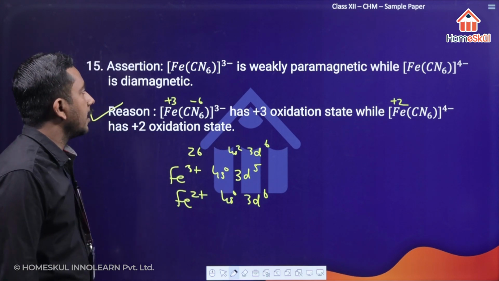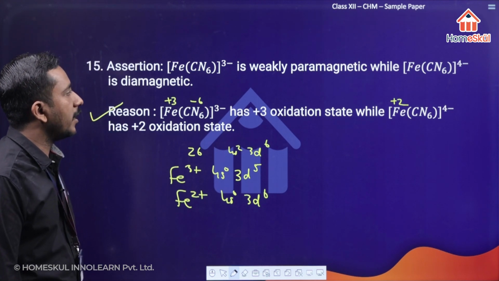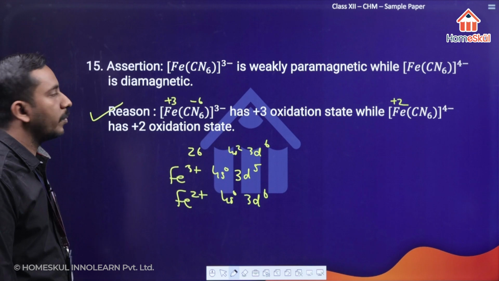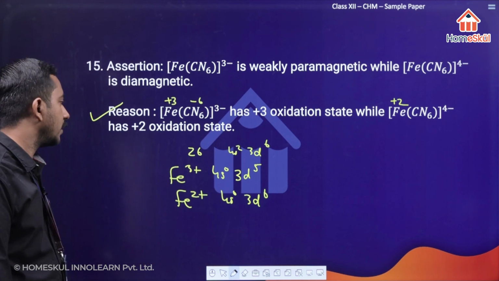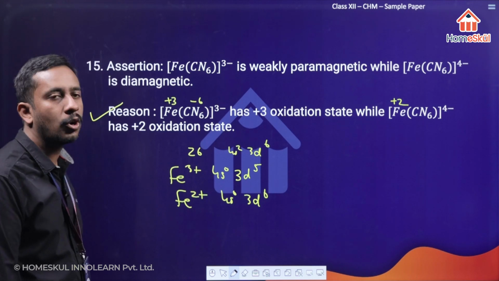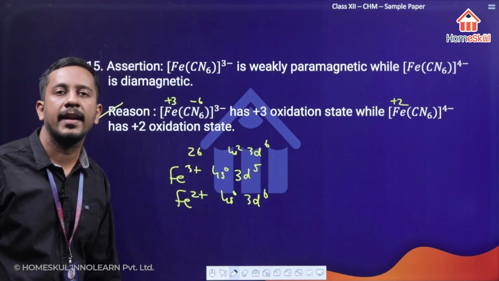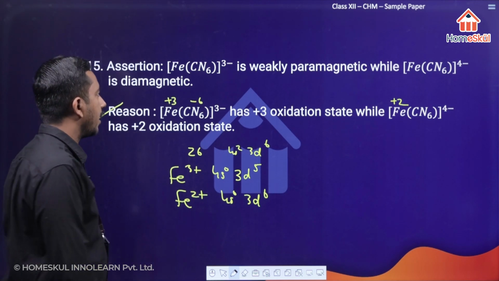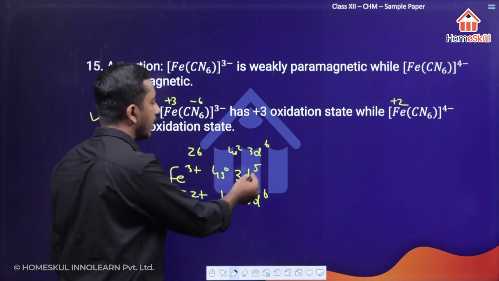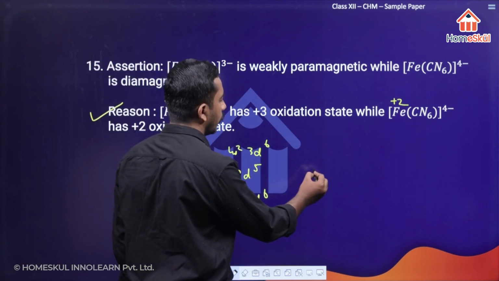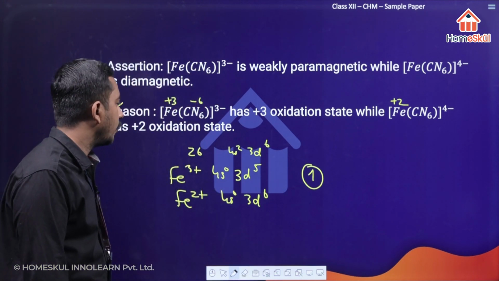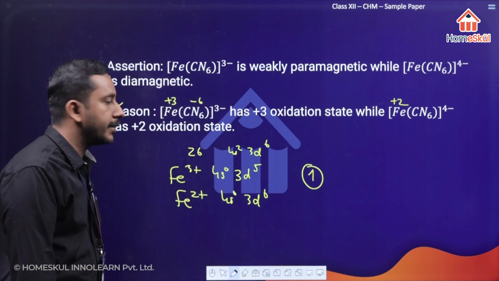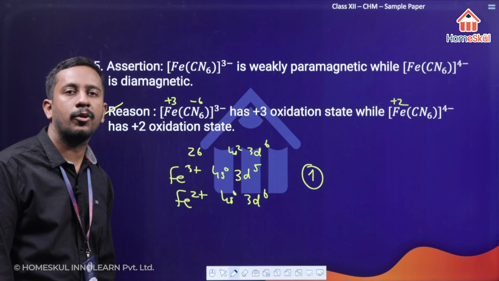Now the assertion statement says that [Fe(CN)6]3- is weakly paramagnetic, whereas the 4- complex is diamagnetic. So we'll have to look for the presence of unpaired electrons in these compounds. We know that cyanide is a strong ligand, and that is going to cause the pairing of electrons. Now if you take Fe3+, the first compound, we have 5 electrons in the d orbital. So there is going to be 1 electron that is unpaired, and the 4 electrons are going to be paired. Whereas in the case of the d6 configuration, all 6 electrons are going to be paired.